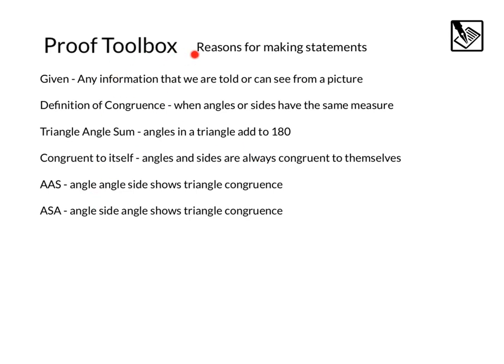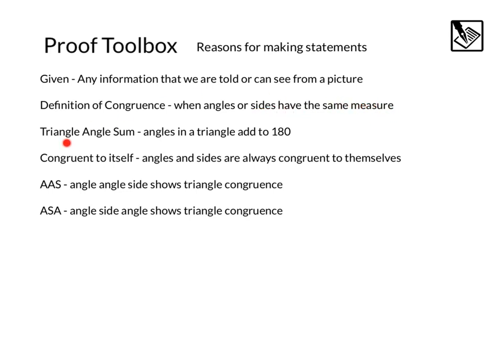Before moving on to a proof example, let's take a look at our proof toolbox. These are basically some reasons that we might make statements in various proofs. So first off is given. This is any information that we are told or we can see from a picture. We know the definition of congruence. This means that angles and sides have the same measure.